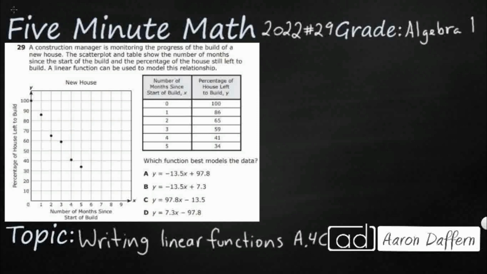So we need to find a line of best fit that's going to represent a linear function. Right? So we want to know which function best models the status. We're not even looking for a specific percentage left at a certain month. We just want to make slope-intercept form. That's what we're looking for here.